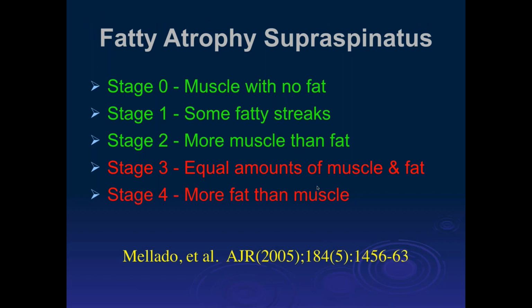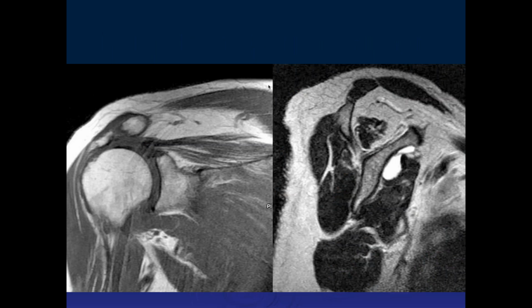So the other way to try to evaluate atrophy, which I strongly recommend you use, is looking for the amount of fat in the muscle. And there are 4 stages. And basically, if you have equal amounts of fat in muscle, or more fat than muscle, those patients are poor surgical candidates. If you have more muscle than fat, then they're still good candidates for surgery.